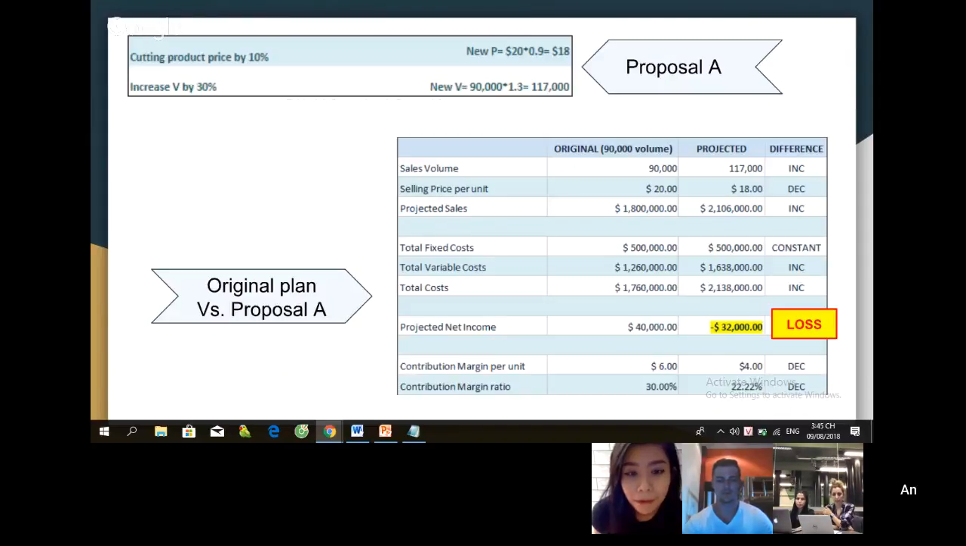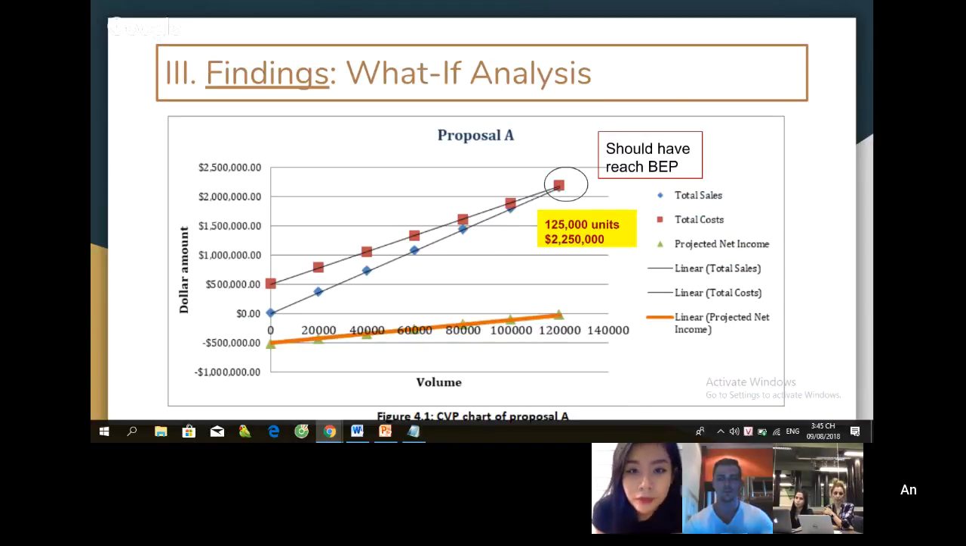Next, please. You can see here proposal A, which is reducing the sale price by $2 and increasing the sales volume by 30%. The net profit will go up, but because increasing the sales volume pushes the variable cost up, we are getting less contribution margin, so we are getting a loss of $32,000. Next, please. And this is the graph showing proposal A and the break-even points.